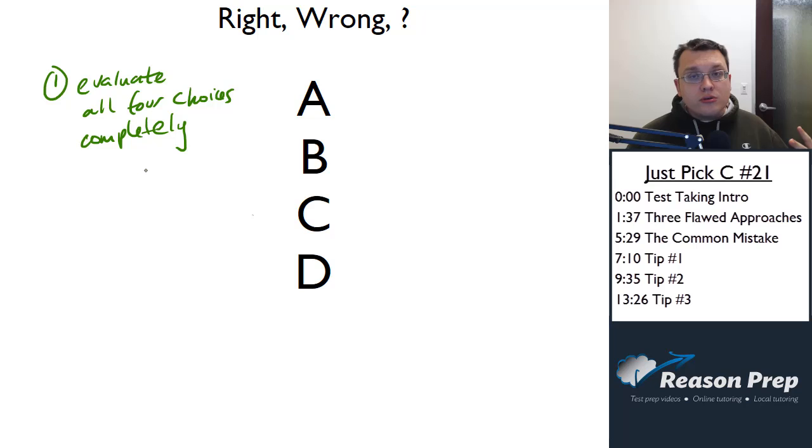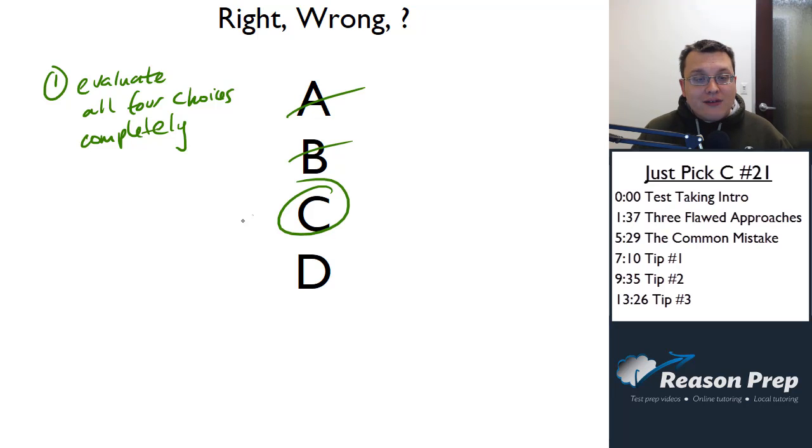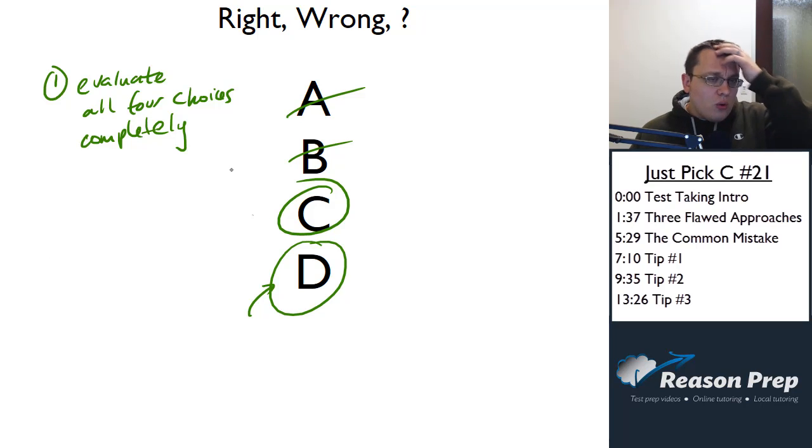In approach number 2, they evaluate the choices and find the one that looks good first, but don't evaluate all 4, right? If I just pick, and I get rid of A and B, and I pick C, well, what if it turned out that if I looked at D, D also looks good? Like, wait a minute, D looks good too? Well, now I have to evaluate between these 2 choices.